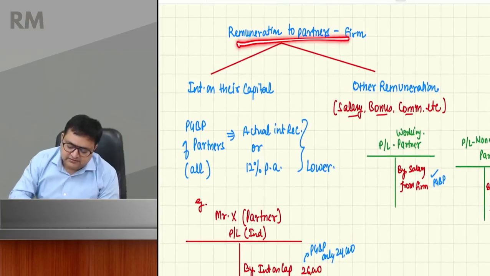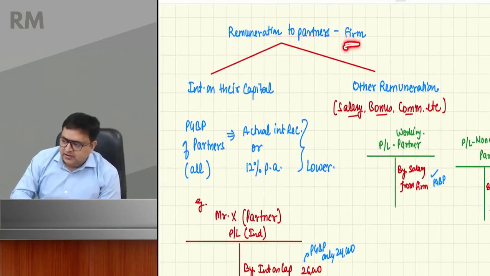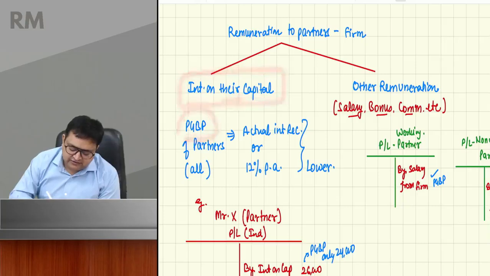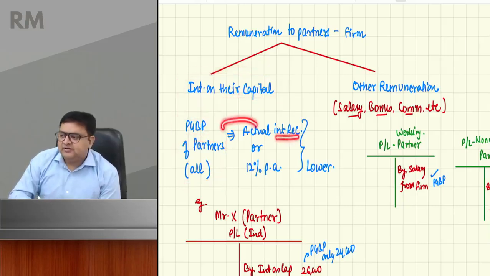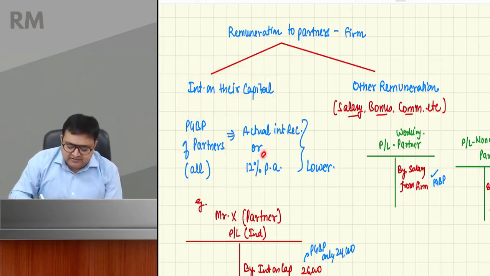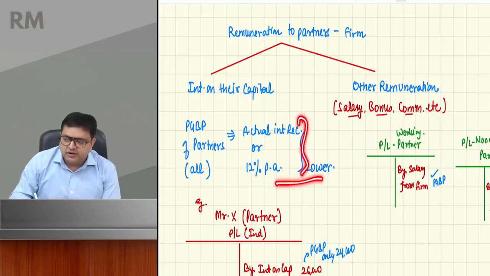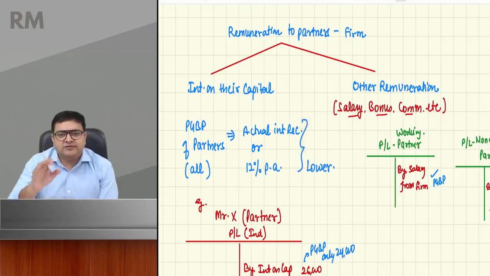Remuneration to partners. If you are receiving interest on your capital, it becomes PGBP income of the partners for all. Whatever is the actual interest received, that is your income, but maximum 12%, whichever is lower. It means maximum 12% is your income.